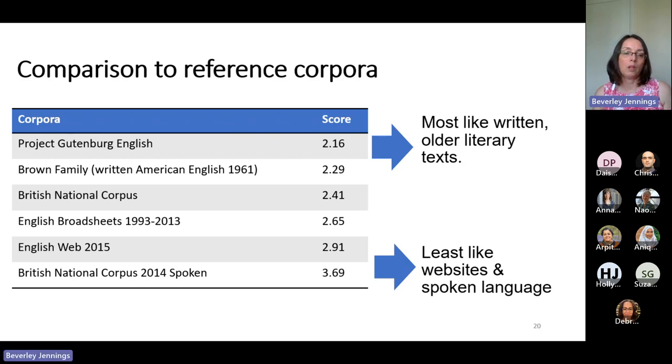And my exam text corpus was least like websites and spoken language corpora. But it just gave me an initial finding about what a good match for the type of reading in the exam looks like, and it looks like older literary texts according to this.